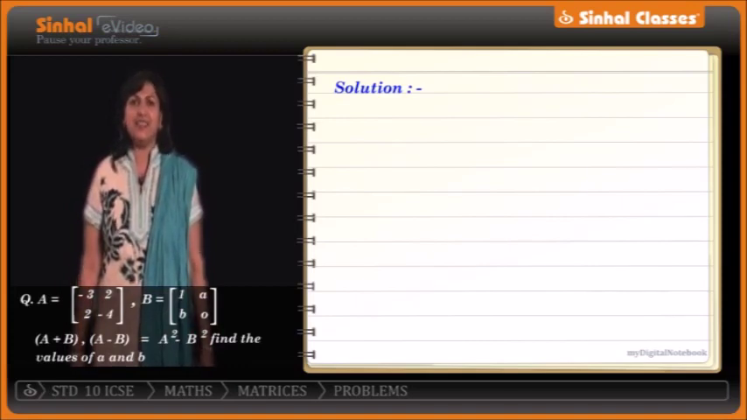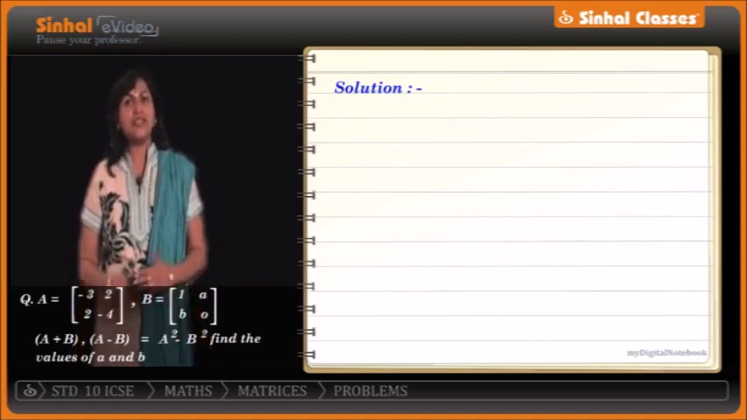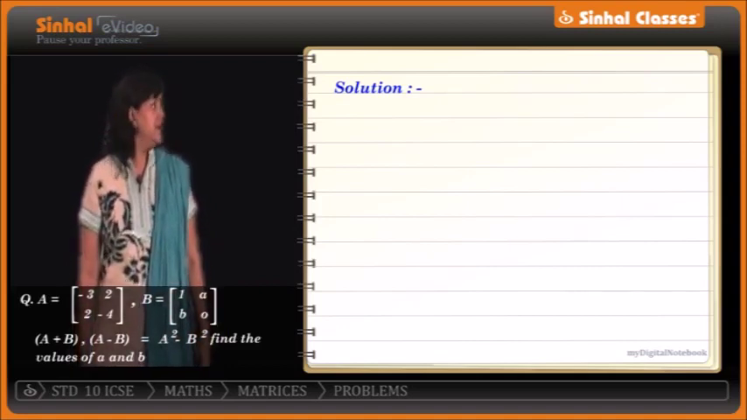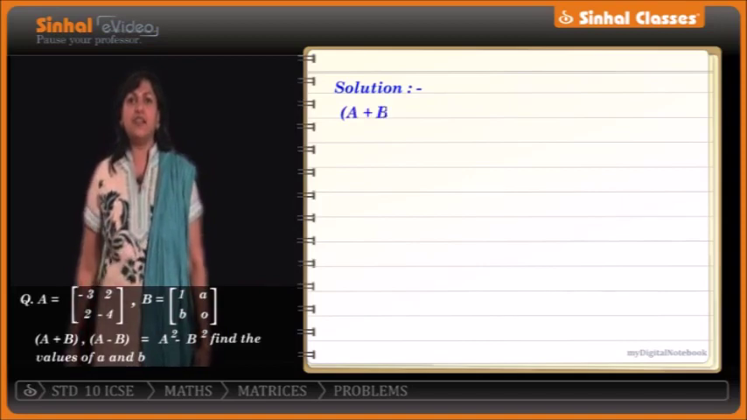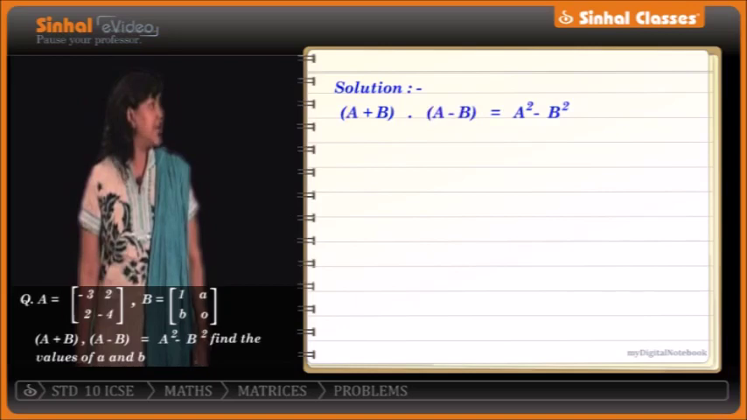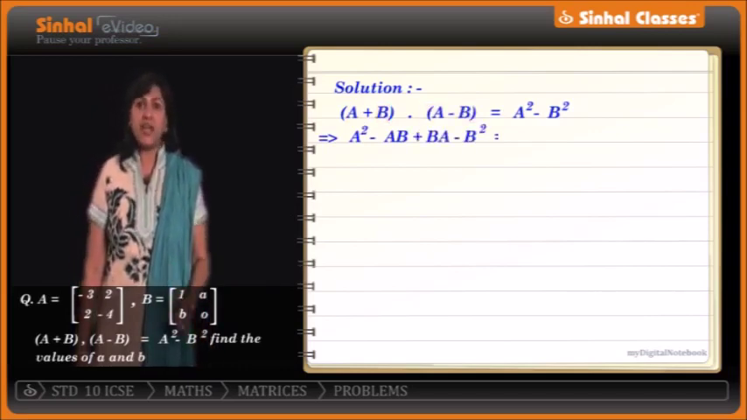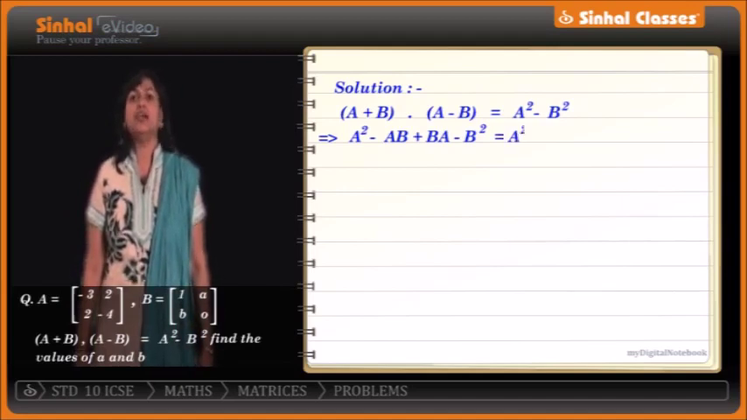Isn't this lengthy? It is going to be very lengthy if we do by this method. So let's do an alternate method. We first simplify the given equation. We expand A plus B into A minus B. We do A into A minus B as A square minus AB. Then B into A minus B as BA minus B square. Mind you over here, A into B is not the same as B into A.